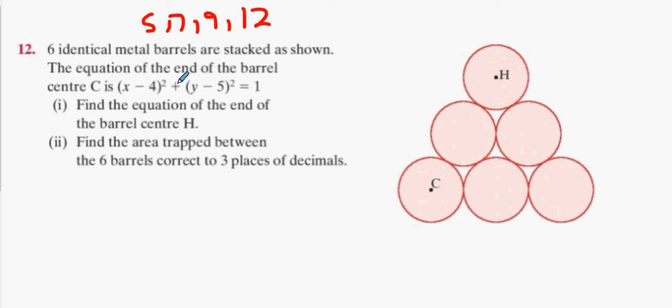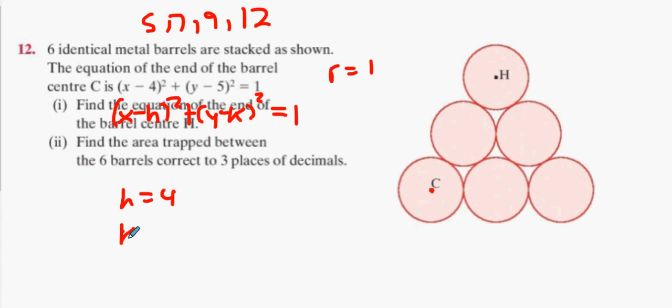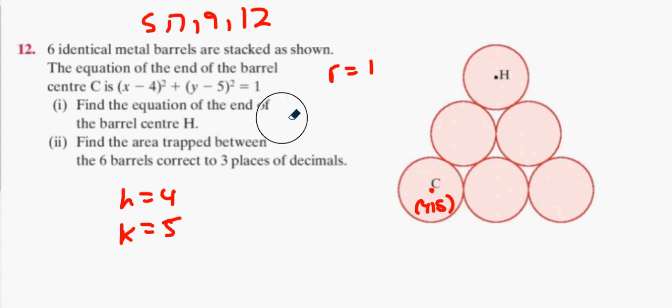C. Alright, what's the radius of C? 1. What's the centre of C? Would everybody agree 4, 5? How do we know it's 4, 5? I used the HK equation, and you see that H is equal to 4 and k is equal to 5, which means the centre of the circle is 4, 5. We all cool with that? They're all identical sizes, aren't they? So everything here has a radius of 1.